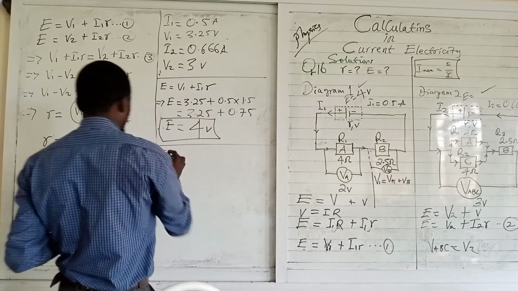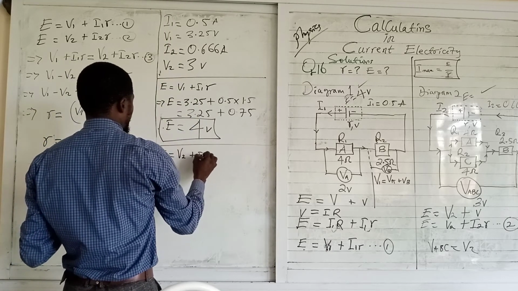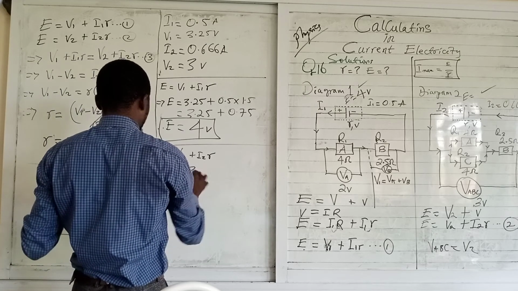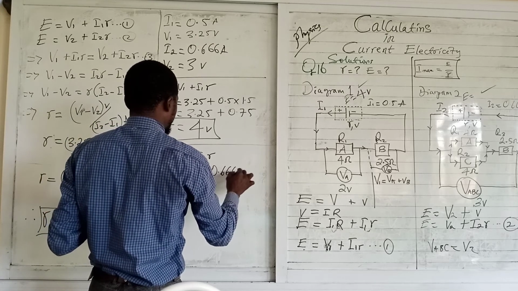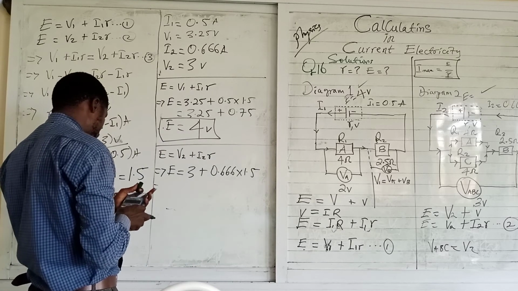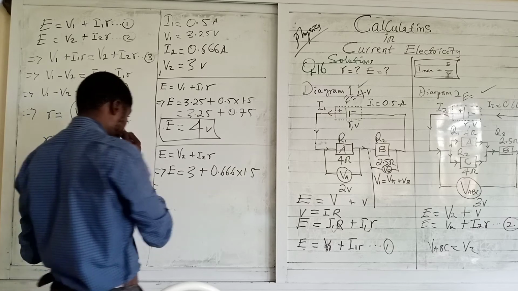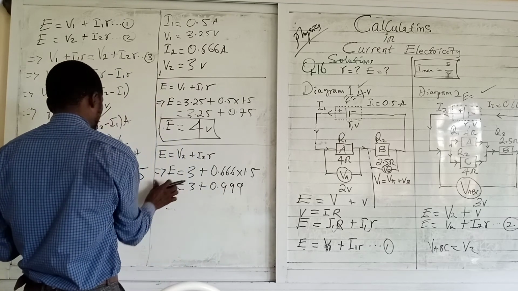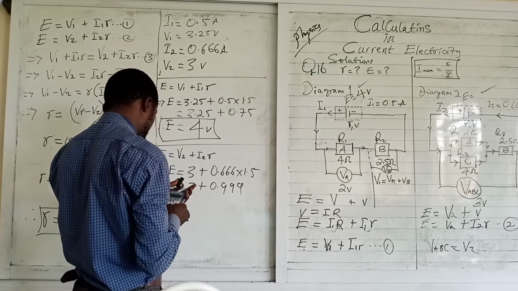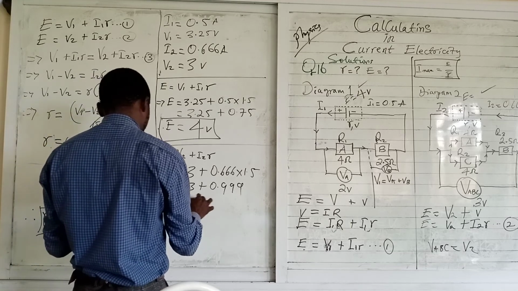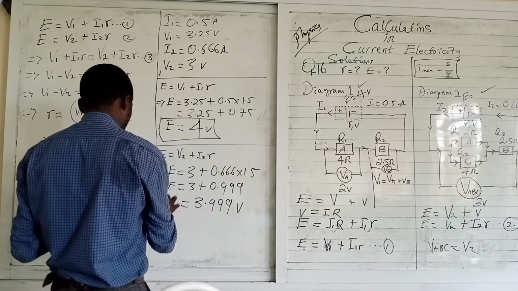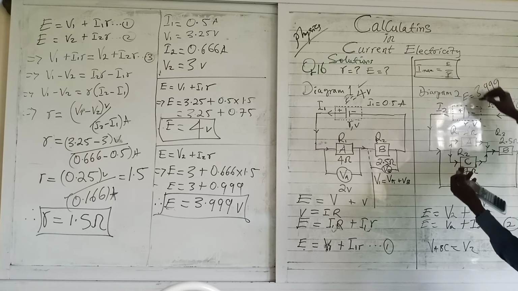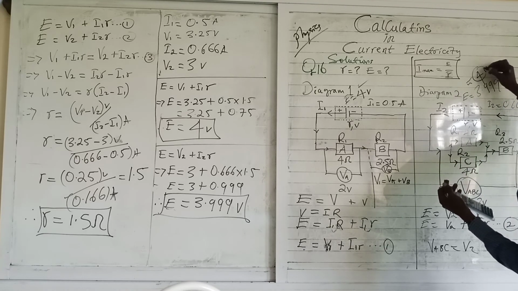E here is given to be V2 plus I2R. Lovely. So E is given to be V2, which is 3, plus I2, which is 0.666, times 1.5. So we have 0.666 times 1.5. That will give us 3 plus 0.999. So our E is 3.999 volts. In the second circuit, we have our E to be 3.999, approximately 4 volts.